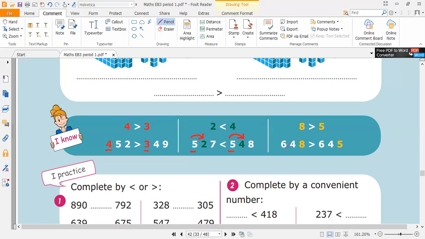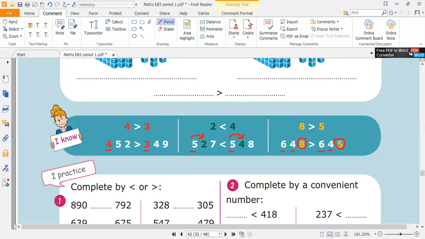The last one, 648, 645. First, I look at the hundreds. I see I have the same hundreds. I go to the tens. I have the same tens. What should I compare here? The ones. Here I have 8 and 5. Which one is greater? 8. So I open the mouth to the 8.